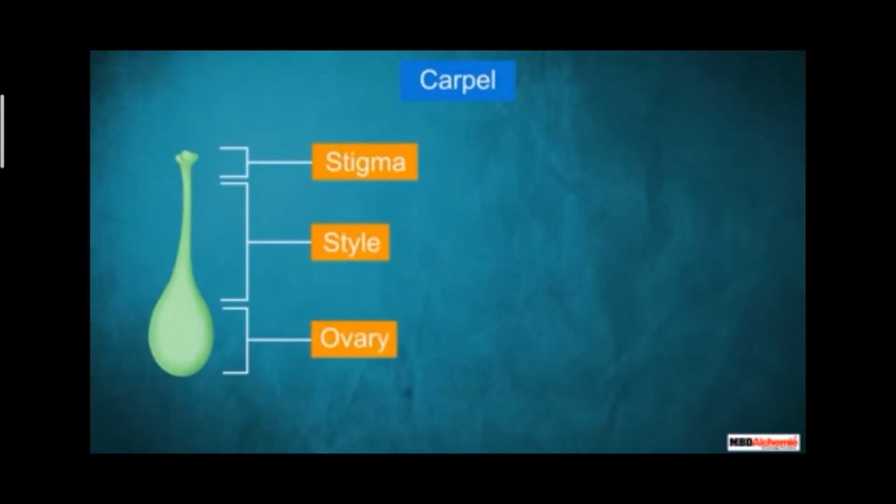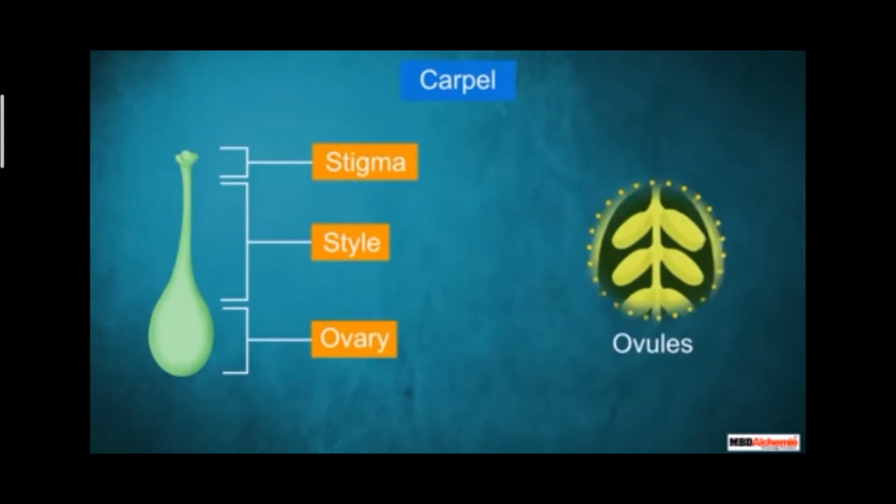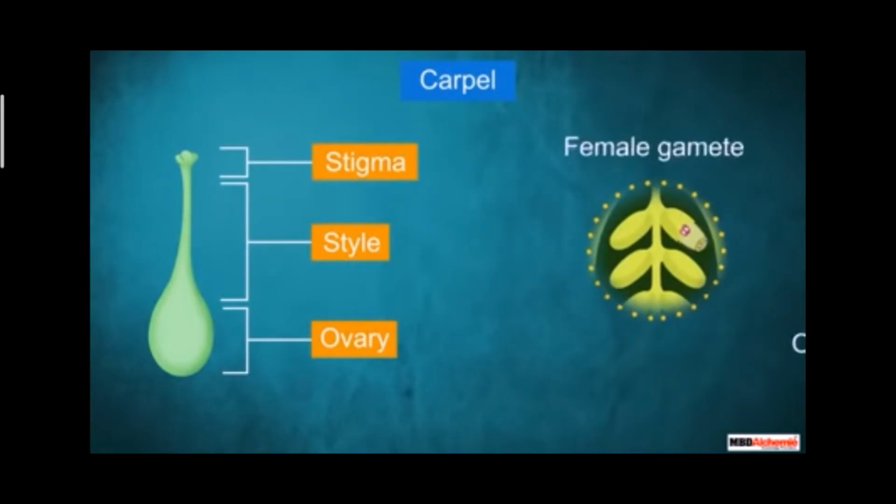Carpel is made up of three parts. The terminal part is stigma, the middle elongated part is style, and the swollen bottom part is ovary. Inside the ovary, ovules are present. Ovules contain the female gamete called egg cell.